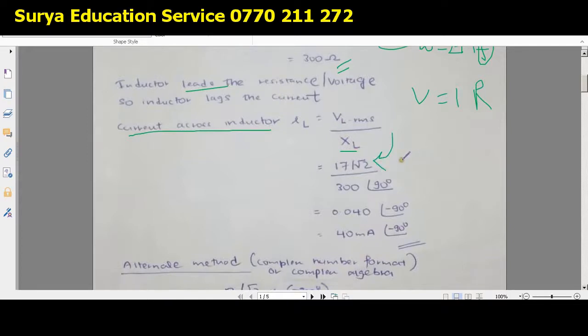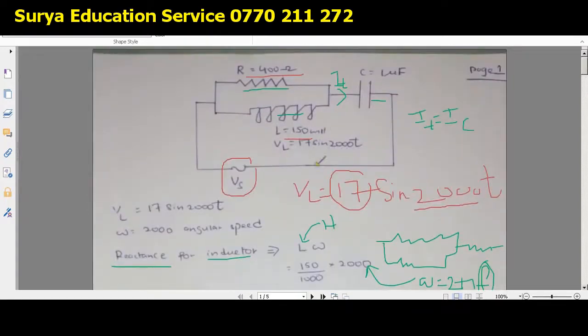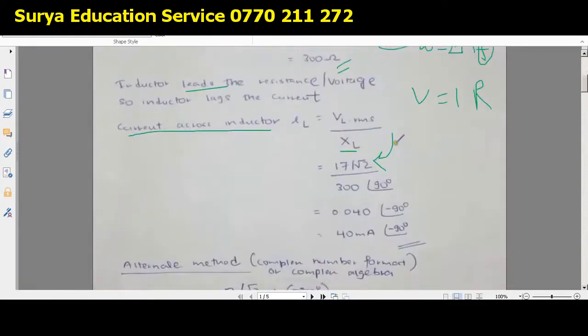Because they have given us the voltage across the inductor, which is 17 sine 2000t. This is the voltage, because I told you in this voltage equation, this 17 is the peak value. But here we are going to consider the root mean square value, not the peak. Root mean square value, guys. Just the theory, guys. This is just the systematic way. So for the voltage, you just put 17 divided by root 2, right? Because 17 is the peak, so you put 17 divided by root 2, and that is divided by the resistance. So what is the resistance? That is 300. So put 300.